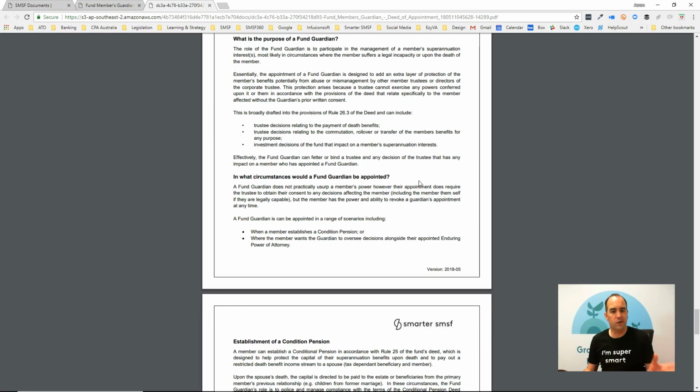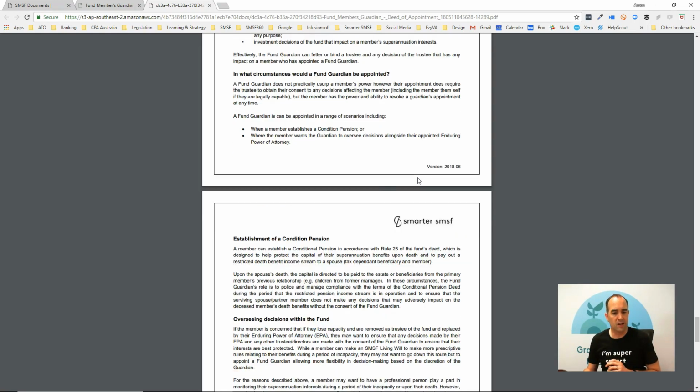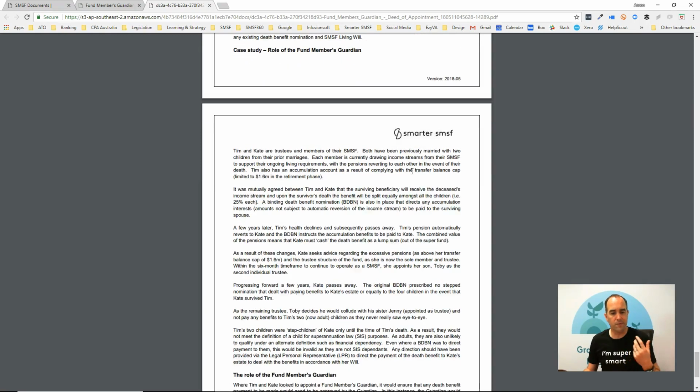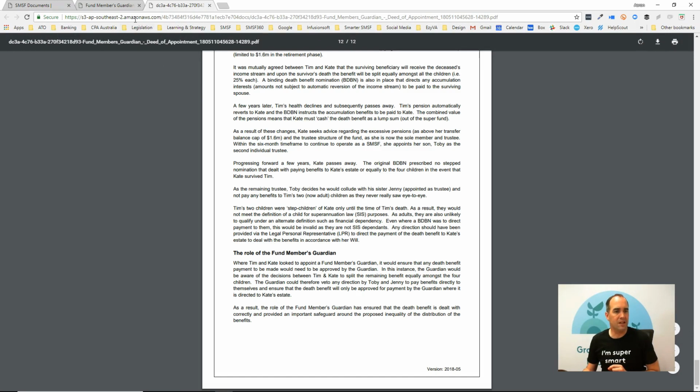We also talk about the circumstances where a fund guardian would be appointed, and in particular things like a conditional pension, or where again we want them to oversee decisions alongside that enduring power of attorney. So again, this document enables you to get a stronger understanding of how and why you may put in place a fund members guardian for one or more members of the fund. And I encourage you to go through and actually have a look at this document, and in particular the example and what the role of that guardian would do in that particular instance.